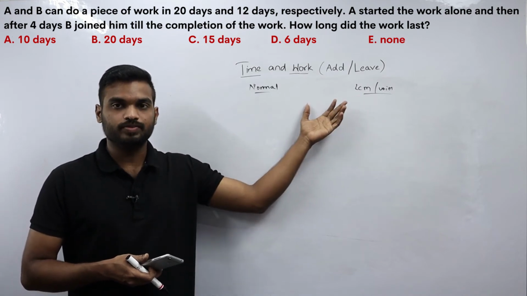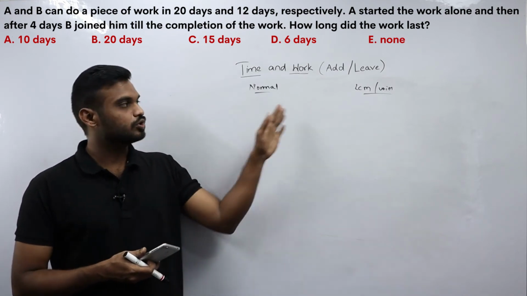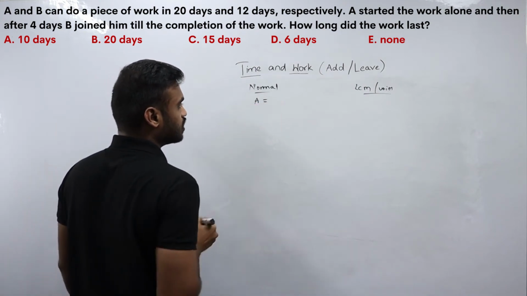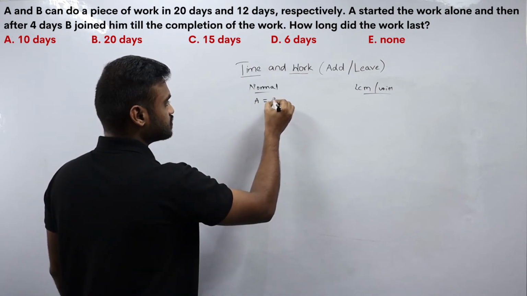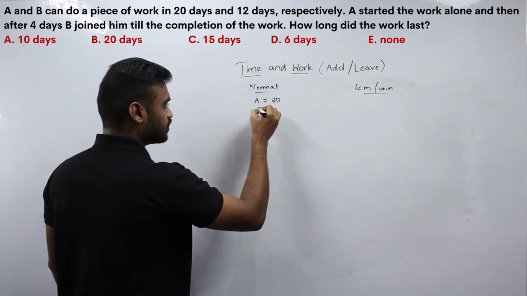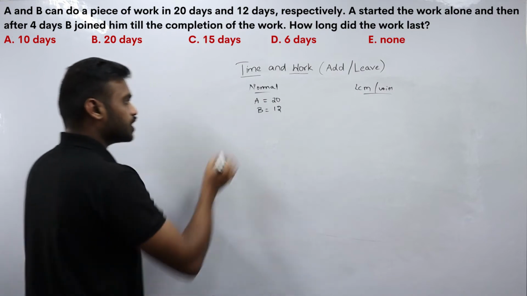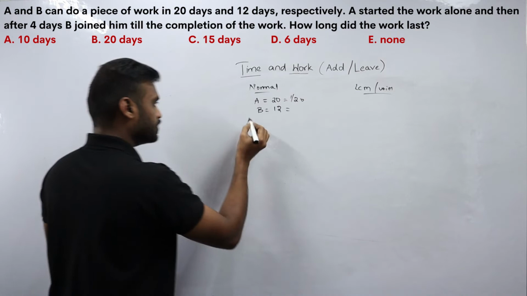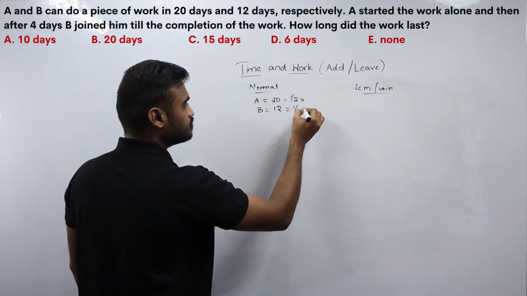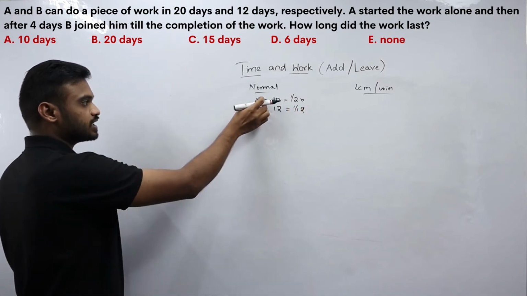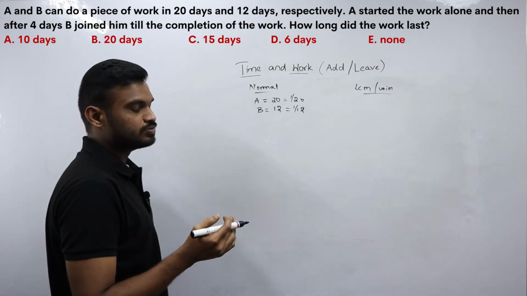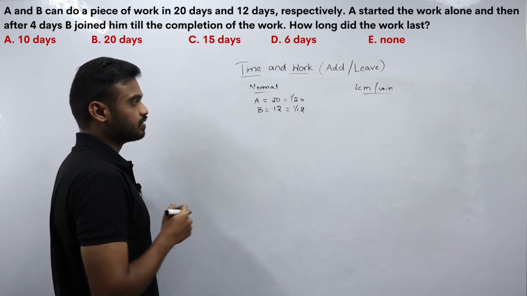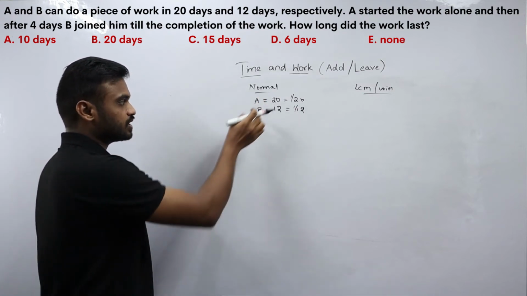I will solve the problem in both methods so that you can understand how to use these methods in the scenario. Now, A can complete the work in 20 days, and B can complete the work in 12 days. A's 1 day's work will be 1 by 20, and B's 1 day's work will be 1 by 12. A started to work alone and after 4 days B joined, so up to 4 days A has completed some part of the work. We don't know what part of work was completed by A.